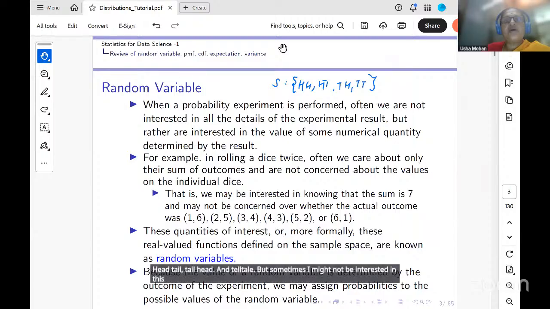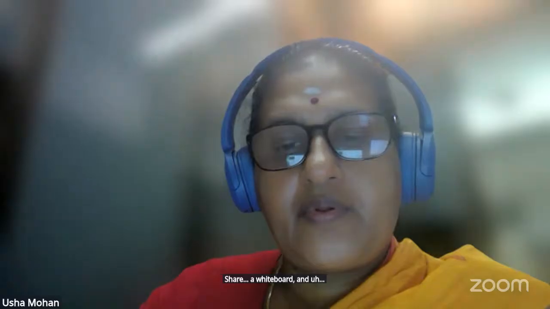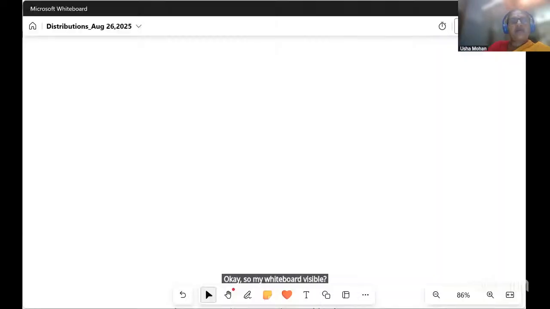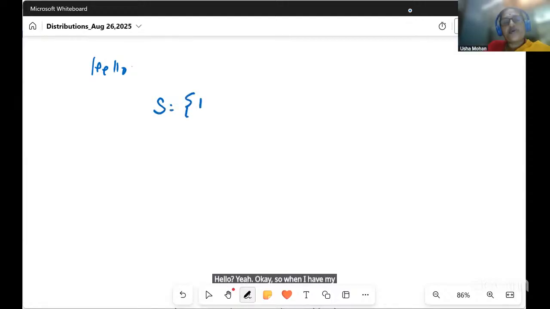So let me share a whiteboard. Is my whiteboard visible? Yes, ma'am. Visible. So when I have my sample space, it is head-head, head-tail, tail-head, and tail-tail.